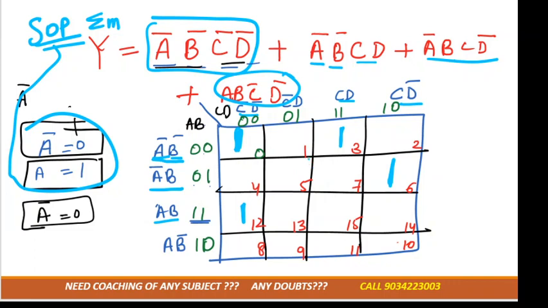So wherever the terms are present in the expression we'll write down 1, and the others are represented by 0. Else you can fill the other cells with 0. Okay, clear? This is the kmap of this expression. Now we have to solve it. How to solve it, that we'll discuss.